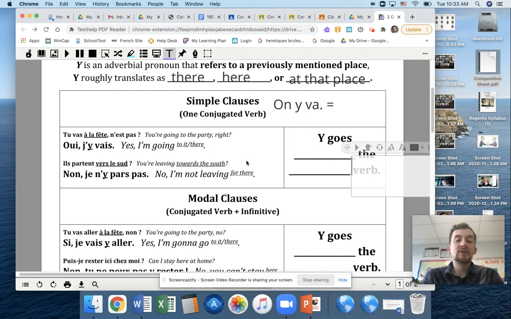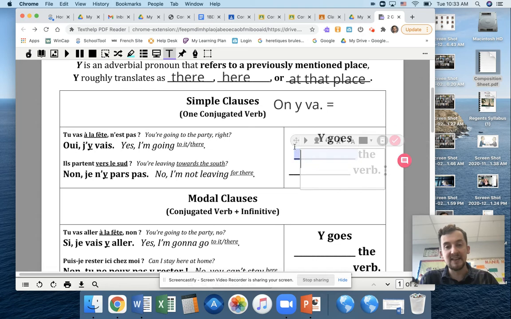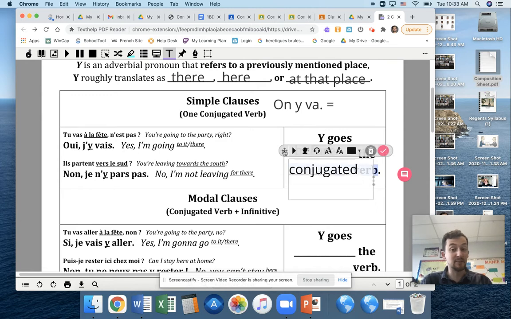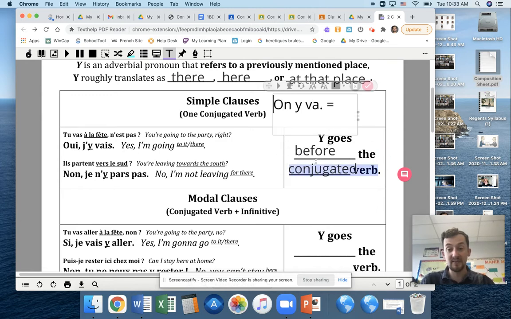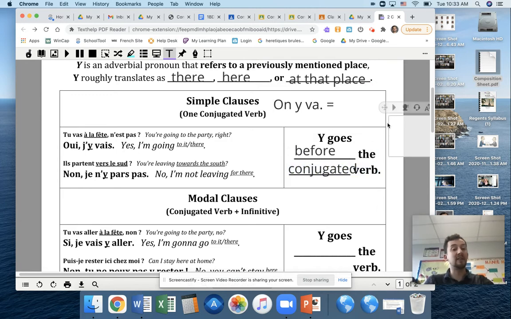D'accord? So again, where does the y go in the sentence? That's what you'll be quizzed on. It goes before the conjugated verb. If you have a simple sentence, just one verb. Well, so that's the important thing to know. Notice that you have an example here, oui, j'y vais, that's positive, and one that has the negative so that you can look at where ne pas goes. D'accord? This y will go after the ne, but pas will still go after the verb.